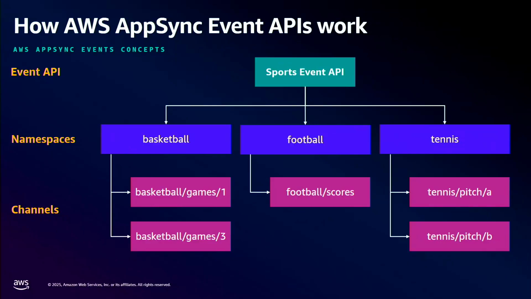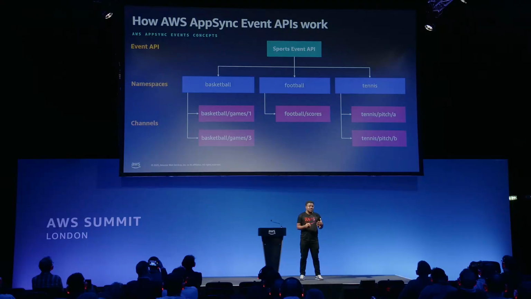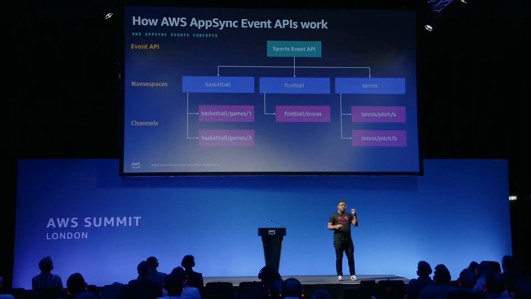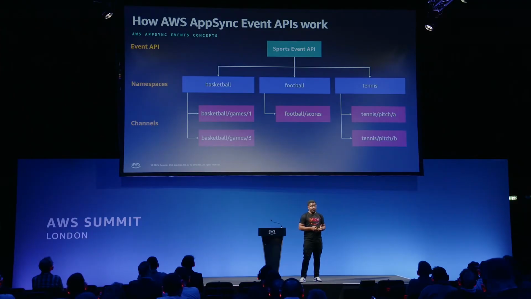And then you've got your channels. Think about your channels as a routing mechanism to publish events from your publishers to your subscribers. Channels are ephemeral, you can create them on demand, and you can think about them as a topic or a subject that related events belong to. The name of a channel is typically a path, and the first segment of that path is the name of the namespace the channel belongs to. So namespaces and channels are key concepts to understand when you are building your Event API.